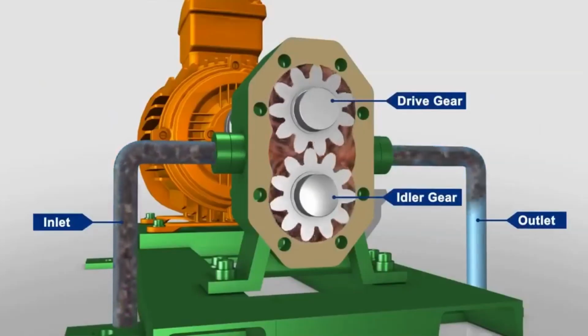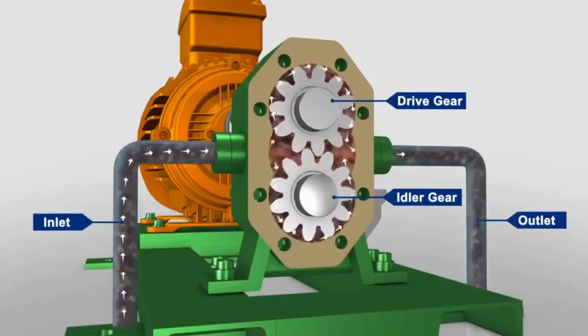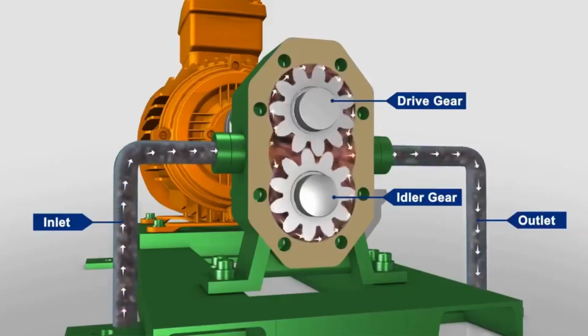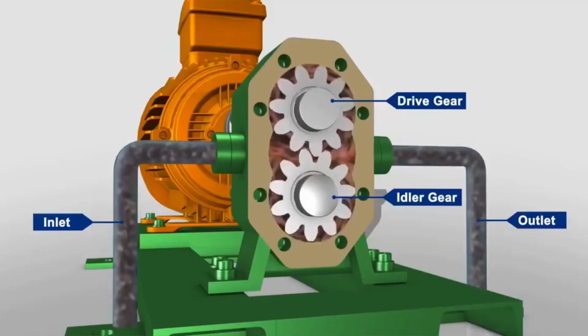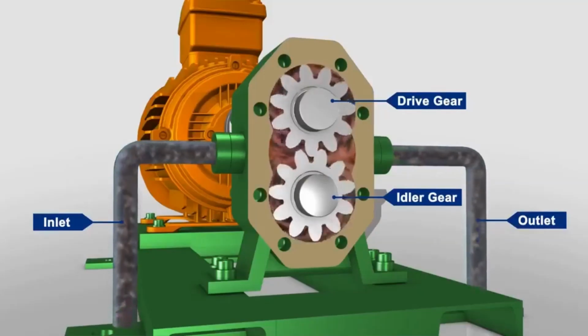When the gears rotate, the liquid, which is trapped in the gear teeth spaces between the housing bore and the outside of the gears, is transferred from the inlet side of the pump to the outlet side of the pump. The meshing of the gears on the discharge side of the pump forces the liquid out of the pump and into the discharge piping.